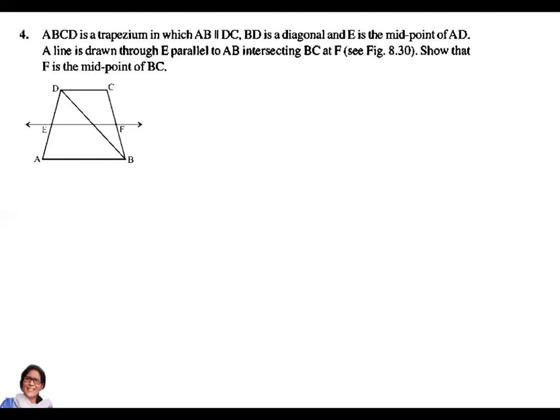Now coming to question 4. ABCD is a trapezium in which it is given AB is parallel to CD. BD is the diagonal drawn, E is the midpoint of AD. A line through E is drawn parallel to AB. When it is parallel to AB, it is also parallel to CD, intersecting BC at F. Show that F is midpoint of BC.